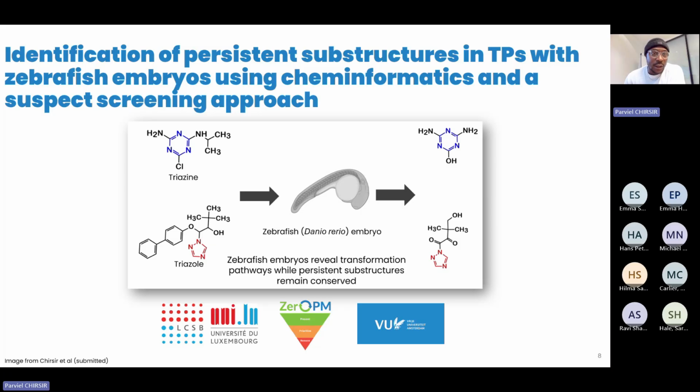Now, to confirm what the cheminformatics results have shown, experimental proof is required. So I am working in collaboration with work package 6 members, including Maxime and Timo, to write up a manuscript where we use zebrafish embryos and a suspect screening approach to identify these PMT TPs. Actually, the manuscript has already been submitted to Environmental Science: Processes & Impacts in a theme collection on transformation products and mixtures headed by Hans-Peter and Gabriel Sigmund.